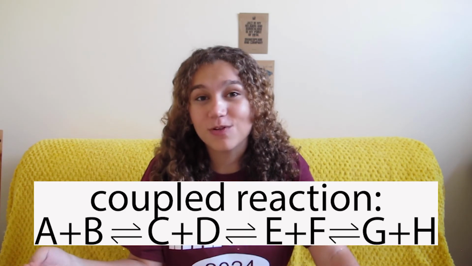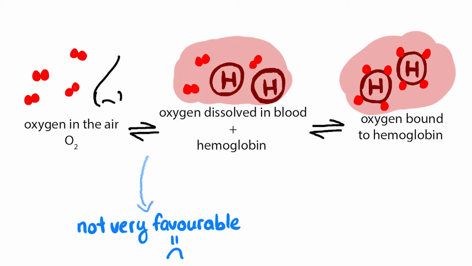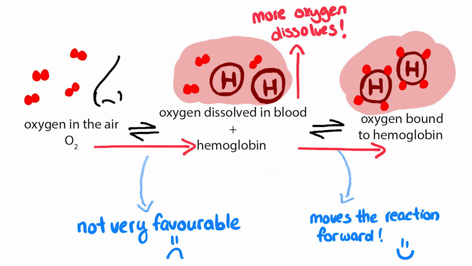So, how does this help oxygen dissolve in your blood? Well, Le Chatelier's principle also works for coupled reactions. The rate of gaseous oxygen dissolving in water is actually very slow, but since hemoglobin removes that aqueous oxygen from your bloodstream by binding to it, more oxygen dissolves in your blood.